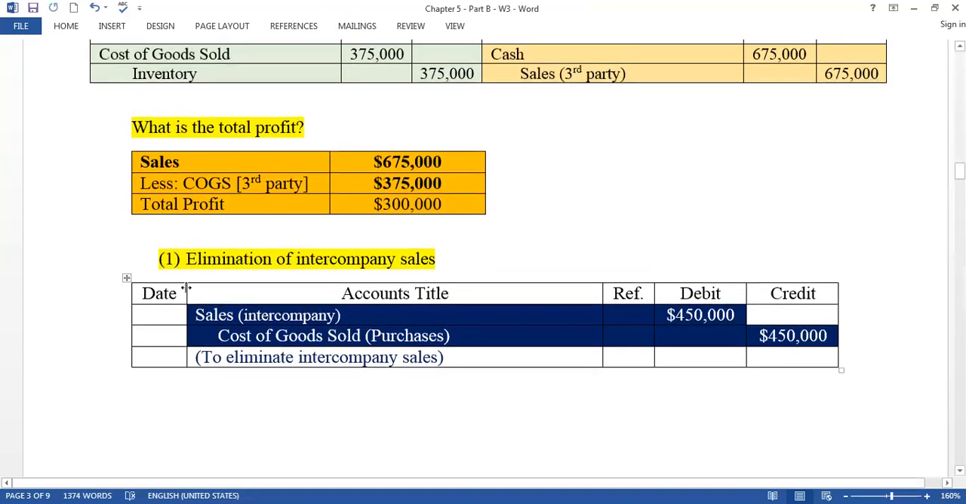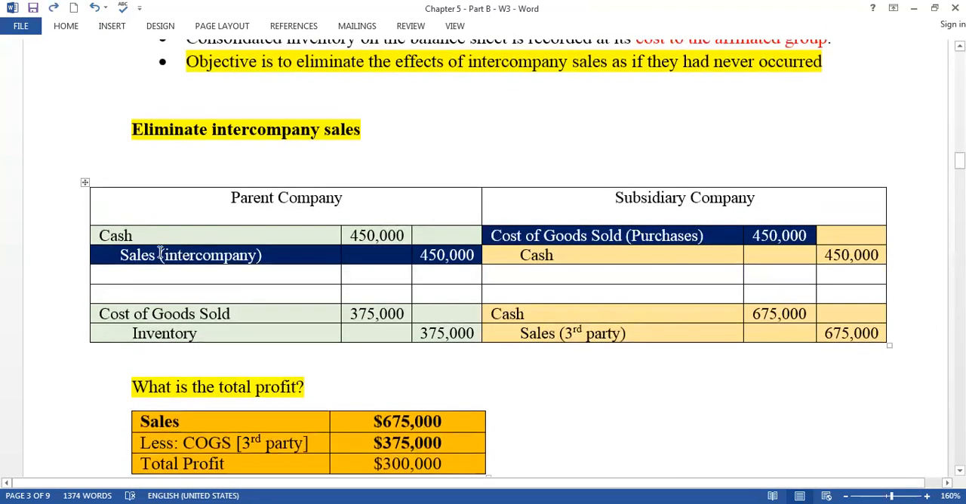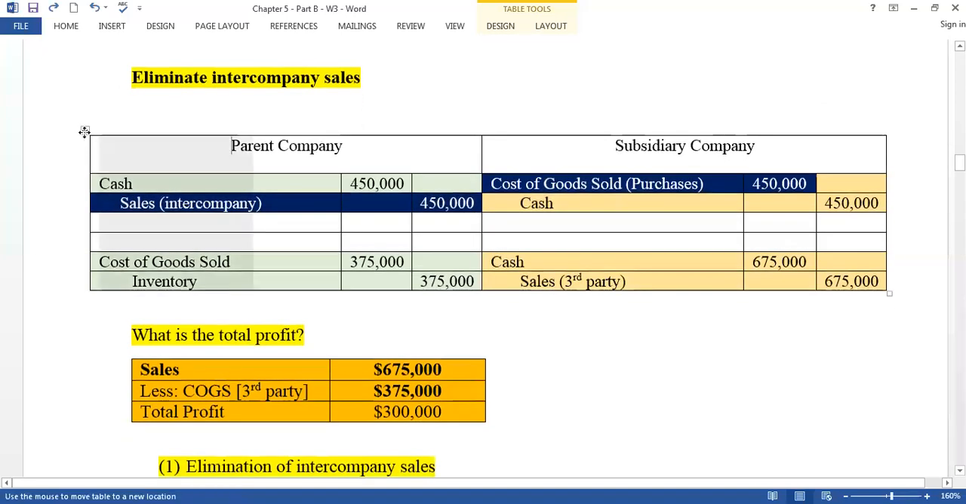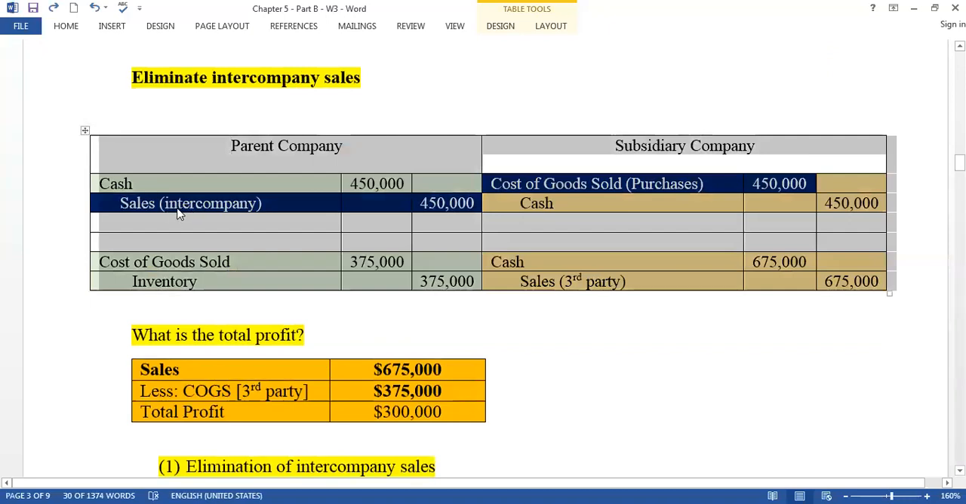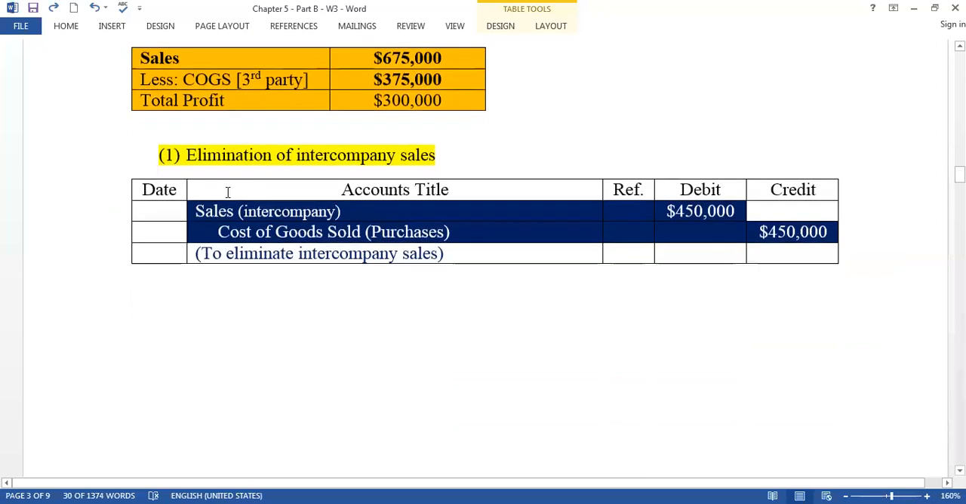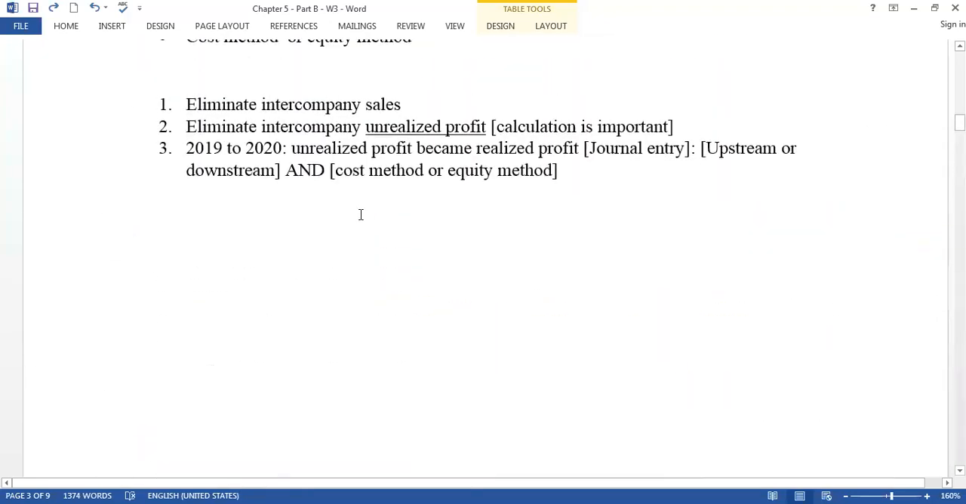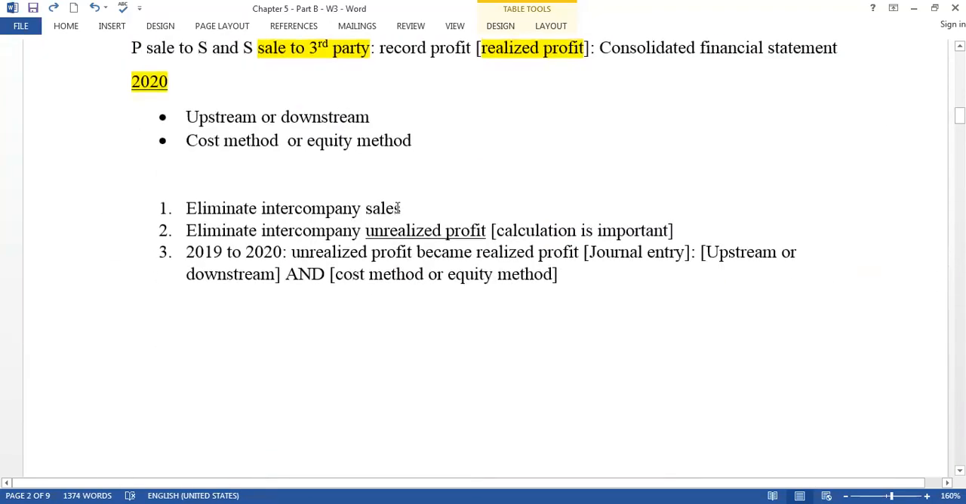So anyway, our first journal is to eliminate the intercompany sales. This is the journal of intercompany sales. We just make it opposite and close it. So in the exam, you don't need to show this. This is not for the exam. This is for explanation. For the exam, this is your first transaction. Now, as I told you, this is the first: eliminate intercompany sales.